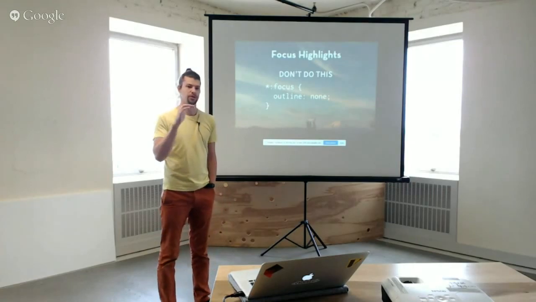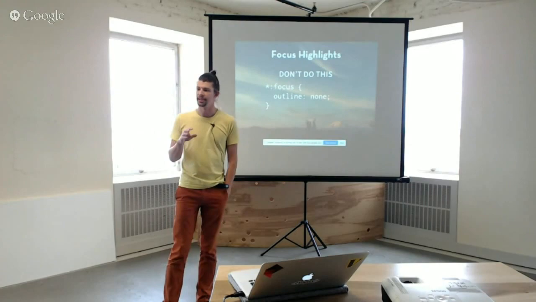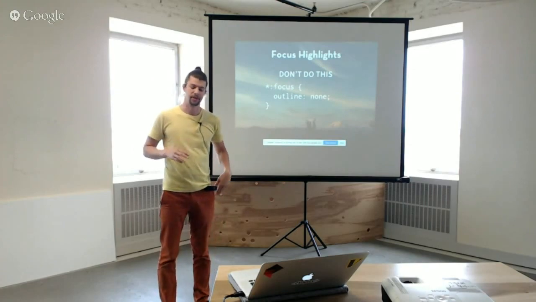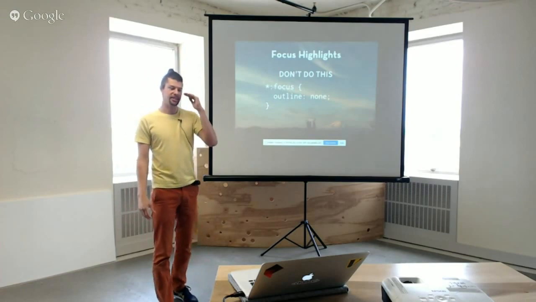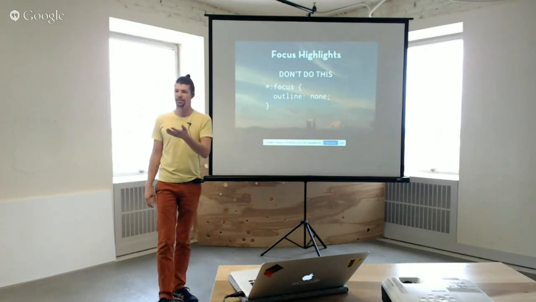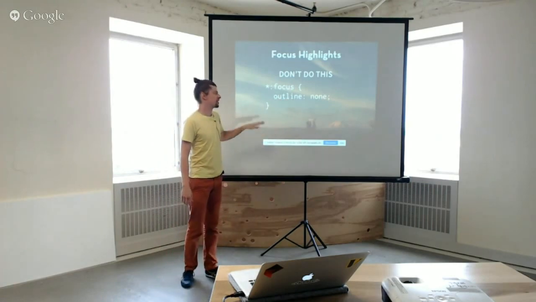Keyboard users tab through. That's their only way. They may not have access to a mouse. They may be using something else that tabs through for them. That outline is the only way that they can know what is currently selected. So if you find this in your CSS, add it back.